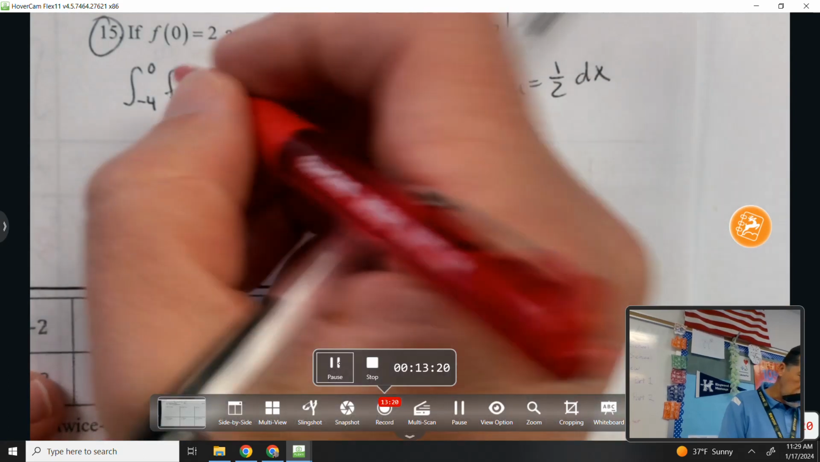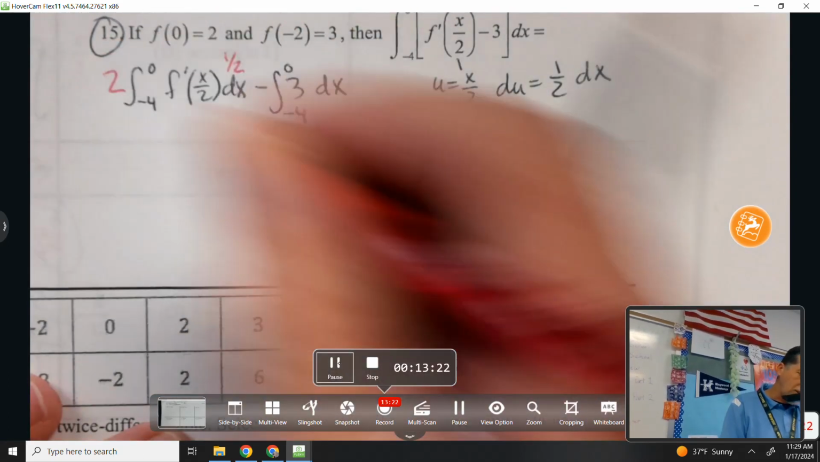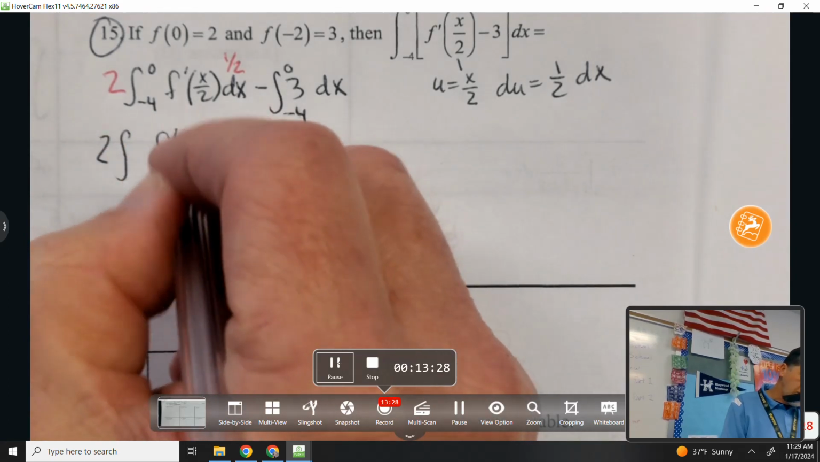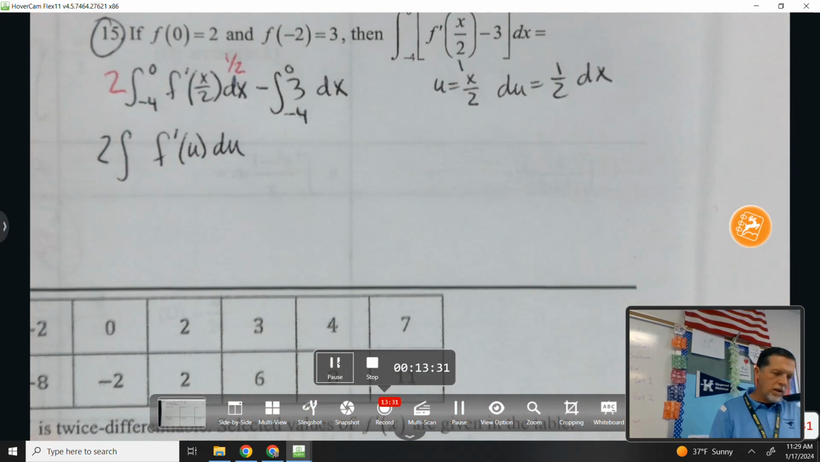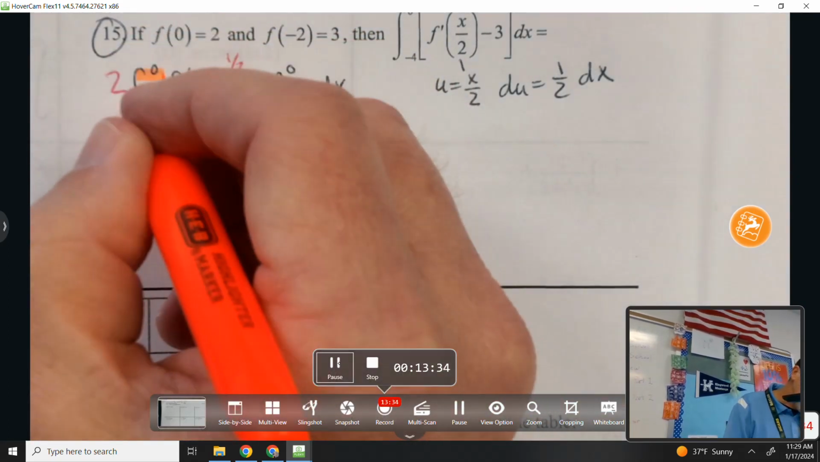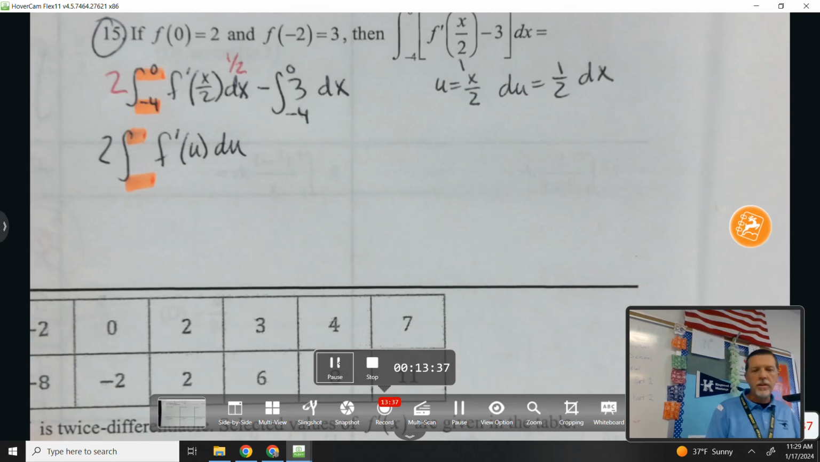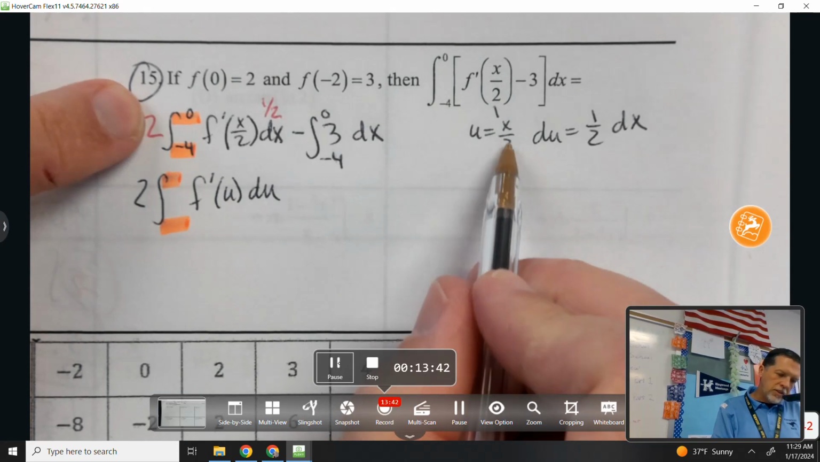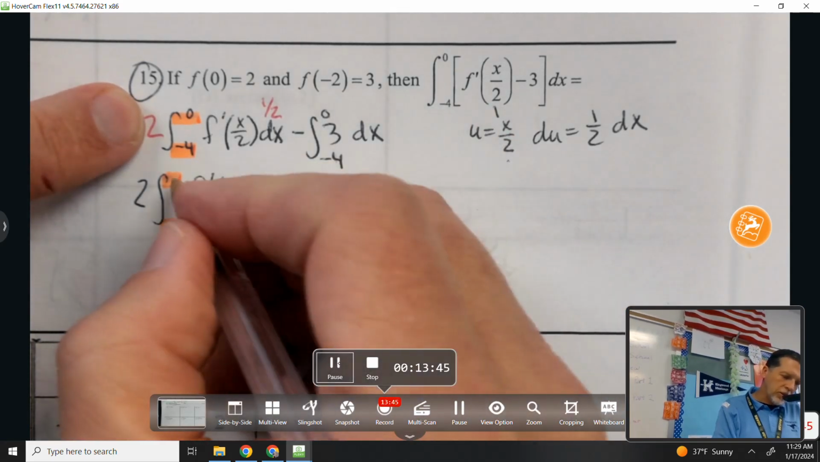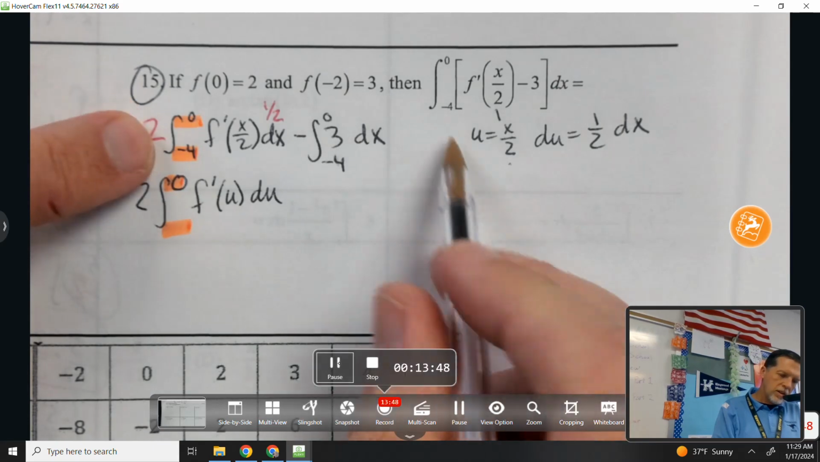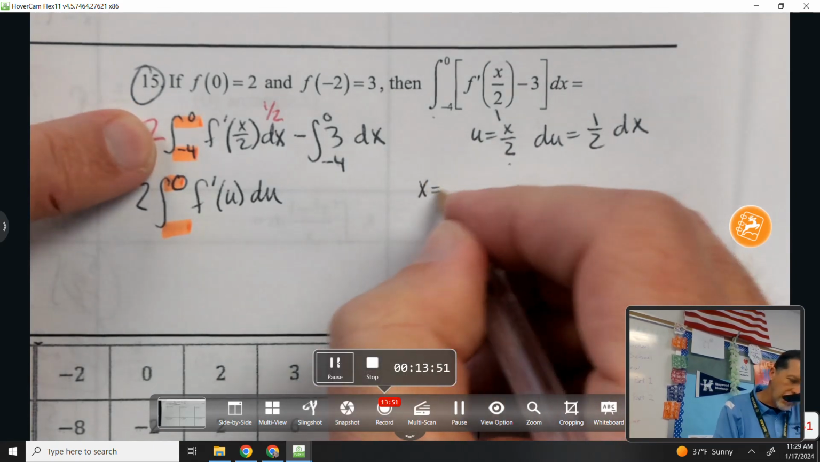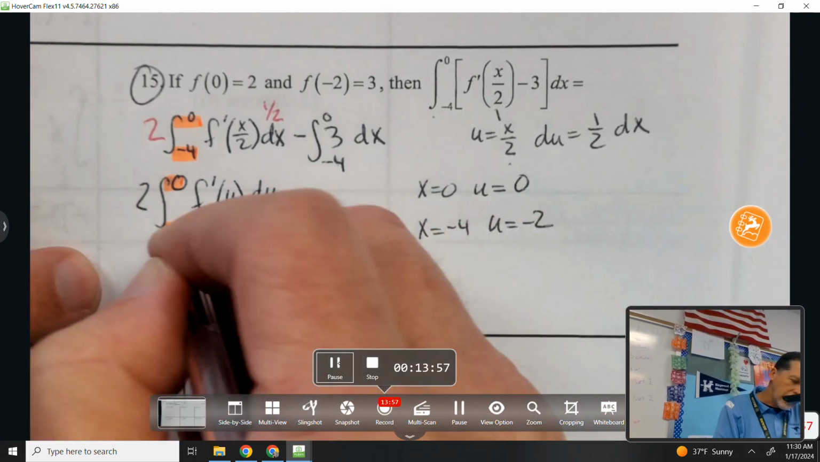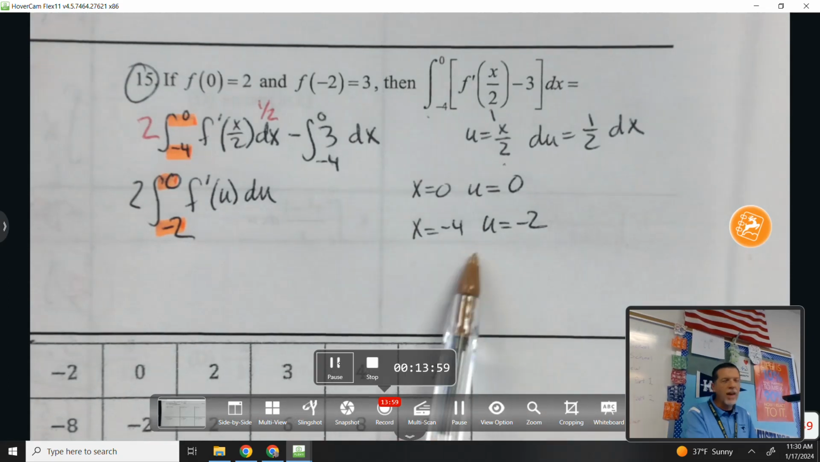So I need a 1/2 on the dx, and then a 2 out front. So 2 times the antiderivative of f prime of u du. Be careful though. We've got limit things going on here, boundary things. So u is x over 2. 0 over 2 is 0. Negative 4 over 2 is negative 2. If x equals 0, u equals 0. If x equals negative 4, u equals negative 2. Again, you don't have to show that, but if that helps you keep track of everything.